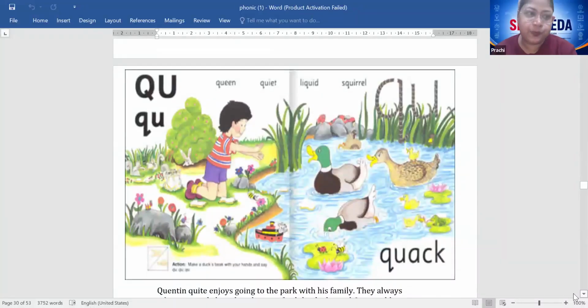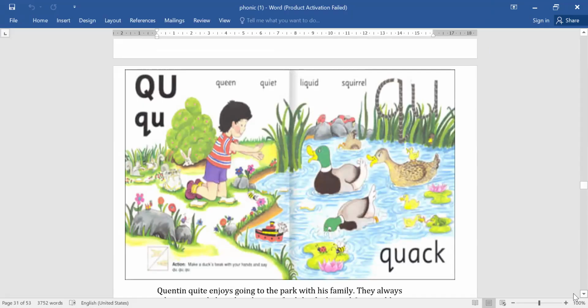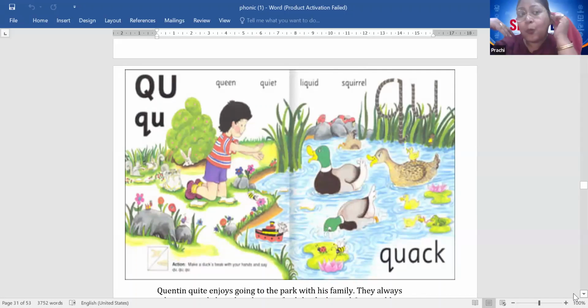Now see letter Q. Letter Q is having the sound qua. And the action says make a duck out of your hand and say qua, qua. Now the next question comes: why is Q sitting with U?